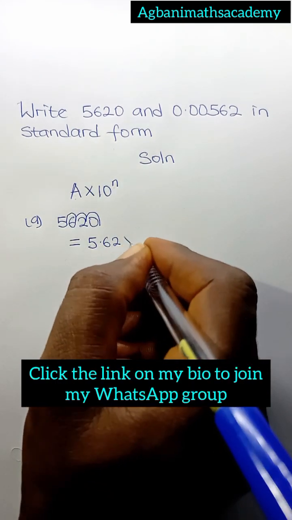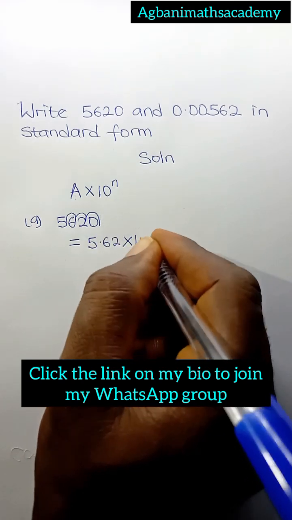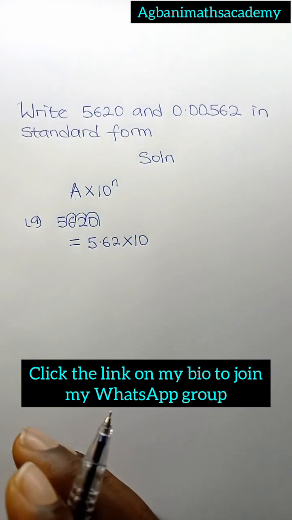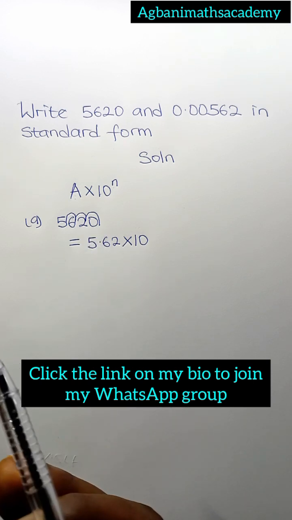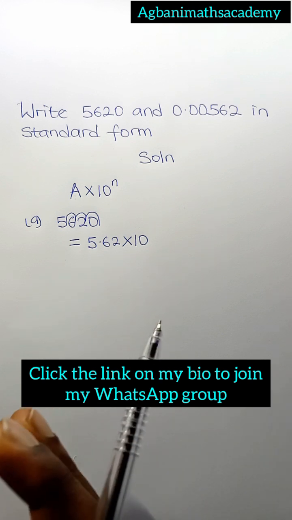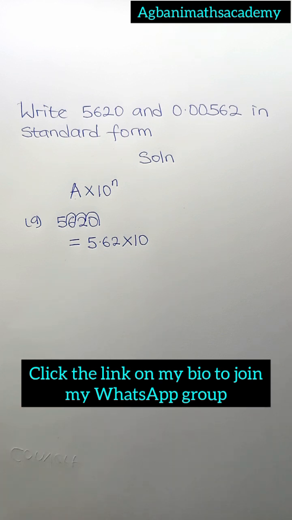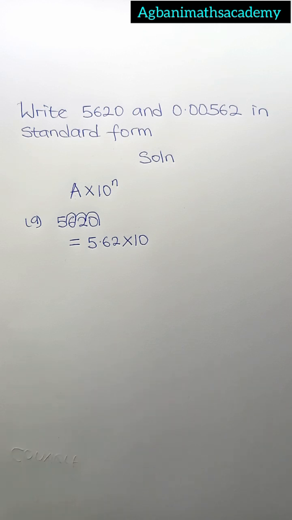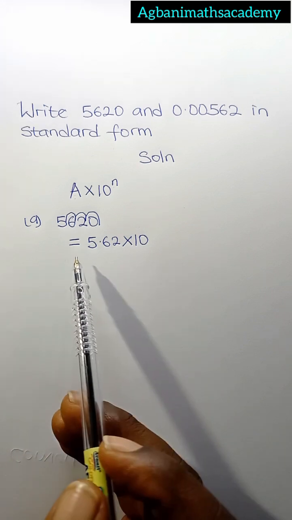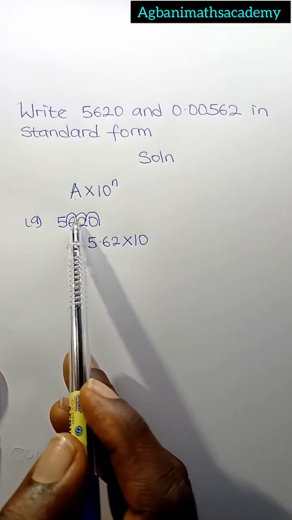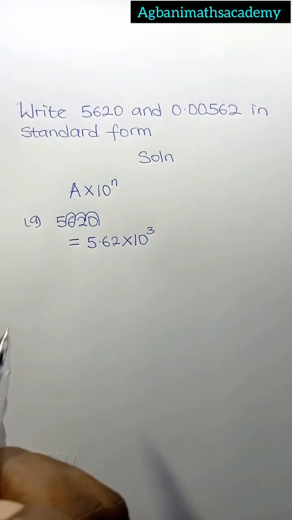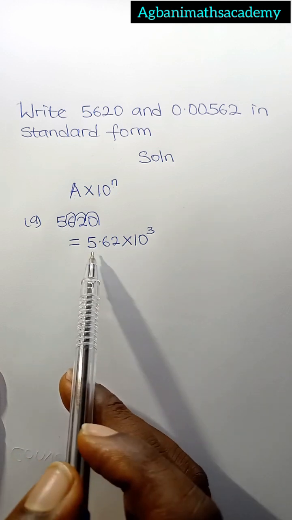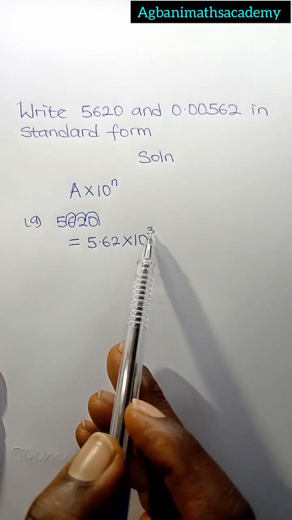We bring our multiplication sign down. We bring our 10 down. It's always the same. The next thing we have to get is the value of n. The value of n is the number of times we moved the decimal point. When you move the decimal point to the left, you have a positive n. How many times did we move to the left? 1, 2, 3. This means the value of our n is 3. So 5,620 in standard form is 5.62 times 10 raised to power 3.